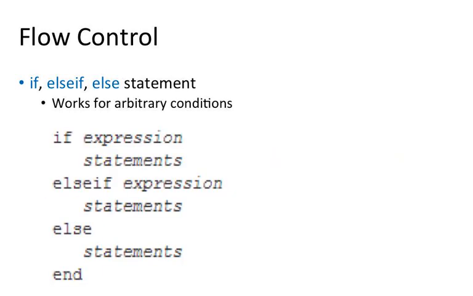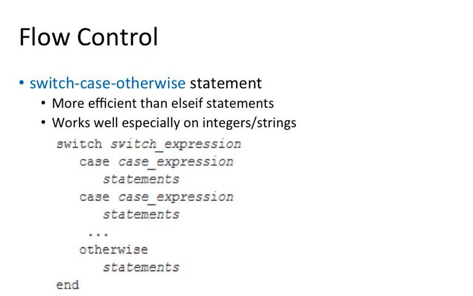Okay, flow control. After you know the basic operations and the basic variables in MATLAB, you want to get your hands on and program some toy examples. In order to do those, you also need flow control statements. So you can use if, else if, and else statements in MATLAB to choose the expression you want. And also, you can use a switch case otherwise statement to directly choose an expression. This is a faster way, but it works especially on integers and strings. If you want to choose on the value of a double precision number, it's probably not a good idea, because if you compare whether two double precision values are equal, there are numerical errors, and it will probably drive you out of your mind.